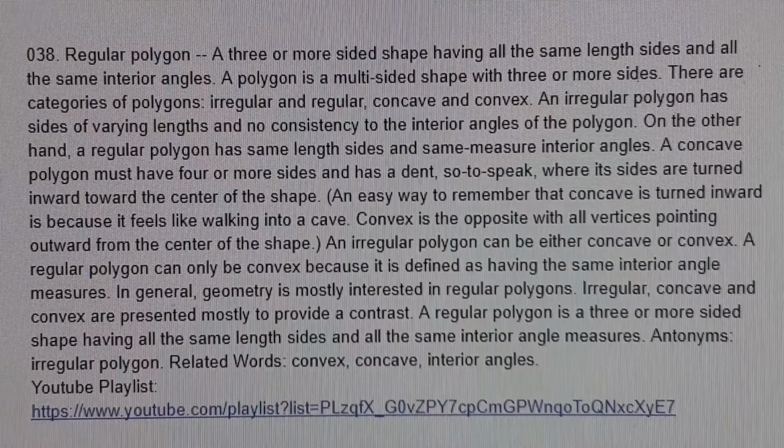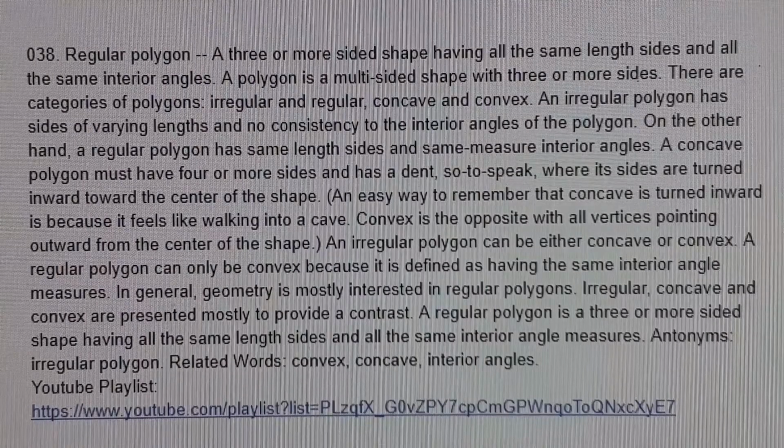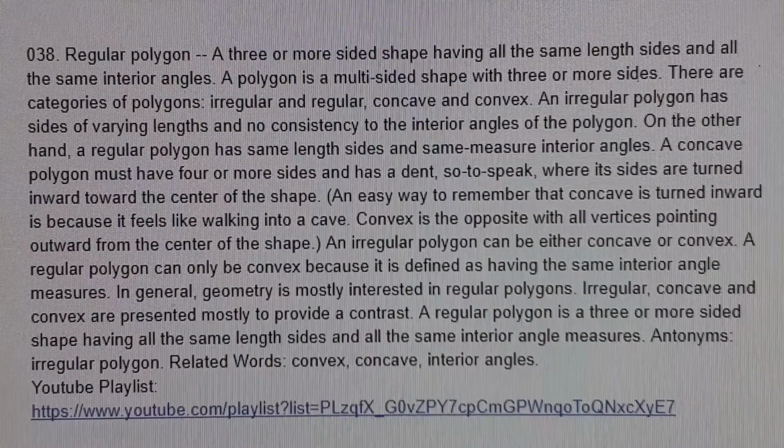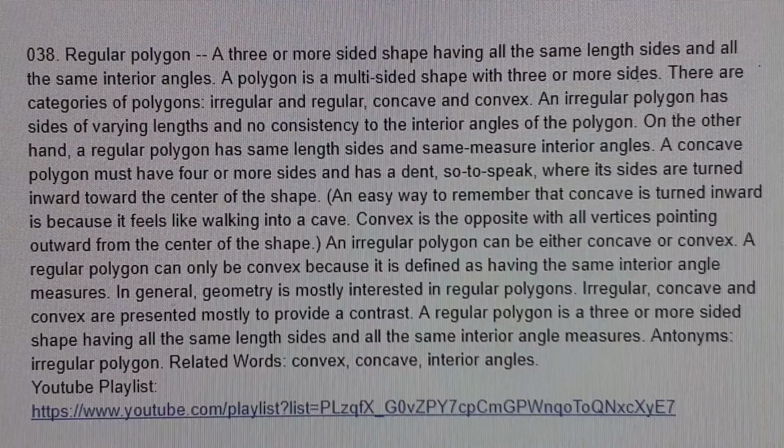In general, geometry is mostly interested in regular polygons. Irregular, concave, and convex are presented mostly to provide a contrast. A regular polygon is a three or more sided shape having all the same length sides and all the same interior angle measures.